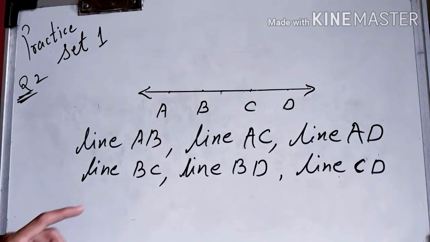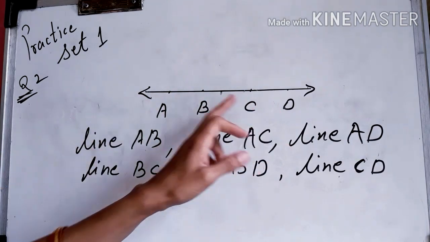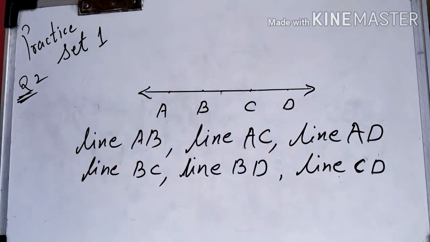Okay, if I say then start from the D, DA. So DA is same as AD. So already line AD we have written, so no need to write it again. DA means same as AD, CV means same as BC. They are the same line. So these are the lines which we can read by this figure in different ways.